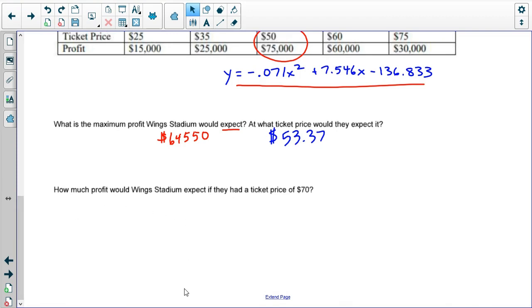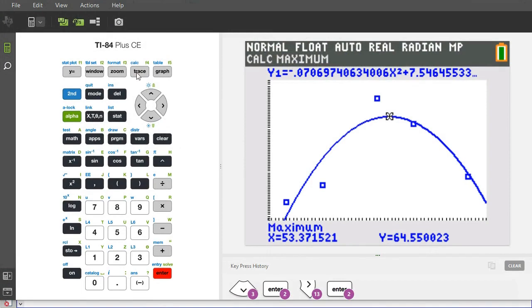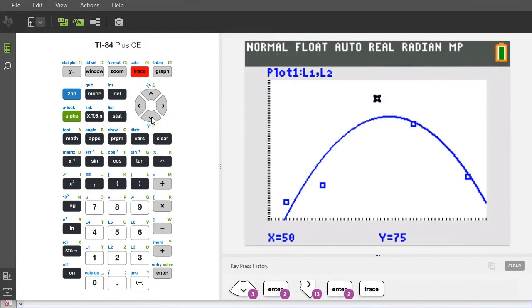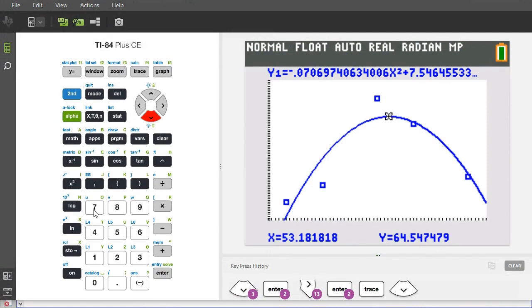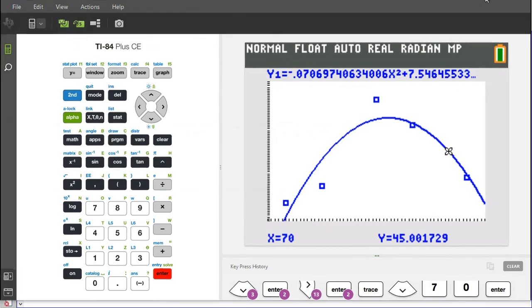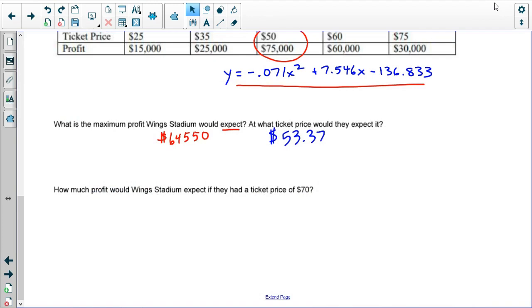How much profit would Wing Stadium expect if they had a ticket price of $70? So you can hit trace. You don't want to trace the data points, you want to trace the parabola. So at 70, you would expect $45,001. Or if you rounded, $45,002. And I know I just said round to 3 decimal places, but in this problem, it's actually within context, I can't round to 3 decimal places because it's money. So I can't really do that.